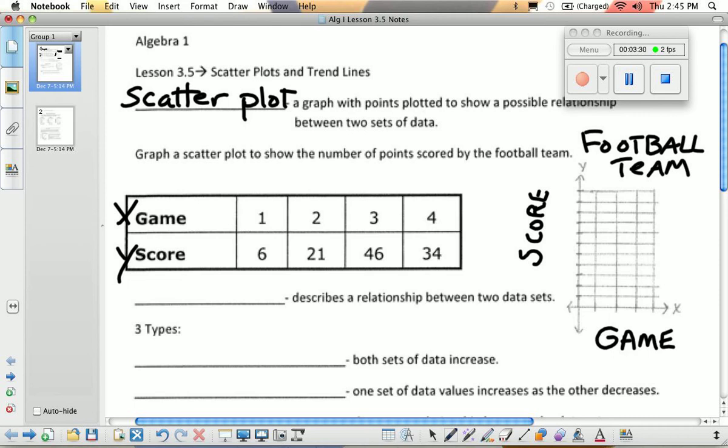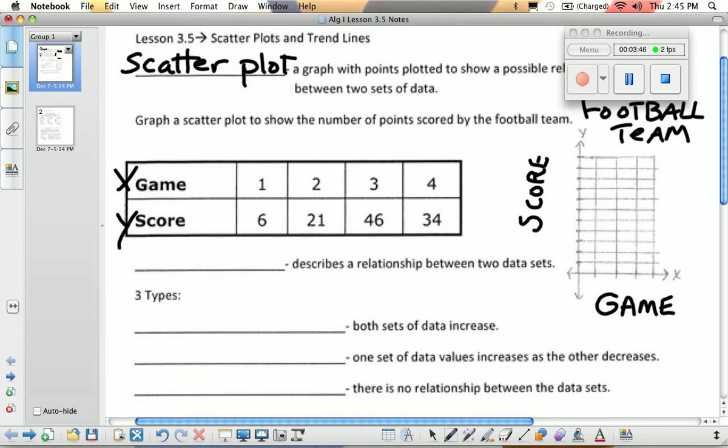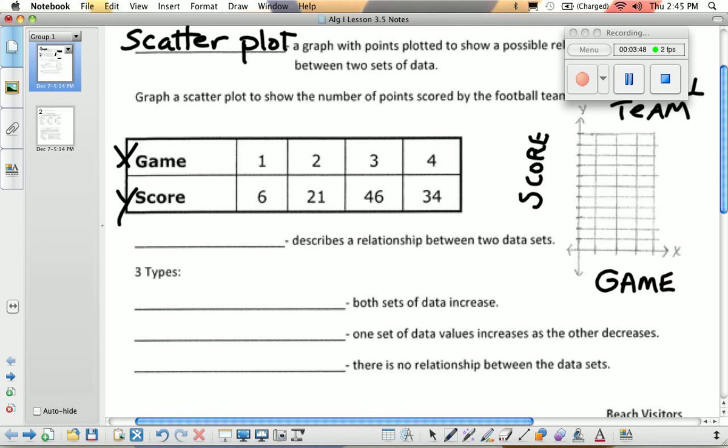Then the next decision you have to make is what kind of a scale should I use on those axes? So what are we going to use on the x-axis? 6. Should we go by 6s on the x-axis for games? Oh, no. Can we just go by 1s? Yeah, it's 1, 2, 3, and 4. Couldn't we just let each grid line represent 1 unit or 1 game, right?